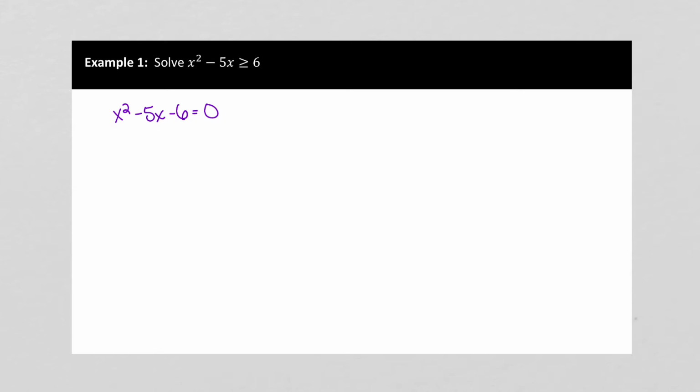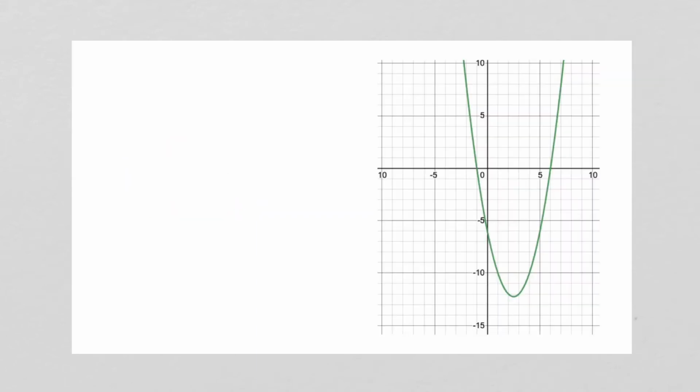And then to solve a quadratic, we either use the quadratic formula or factor. This one will factor. So we'd have 6 and 1. The 6 needs to be negative. Set them both equal to 0. And then let's just look at the graph. So we see where we've got negative 1 and 6 here.